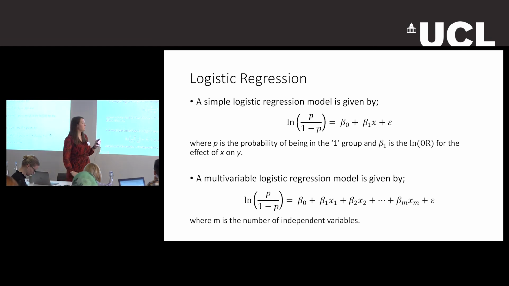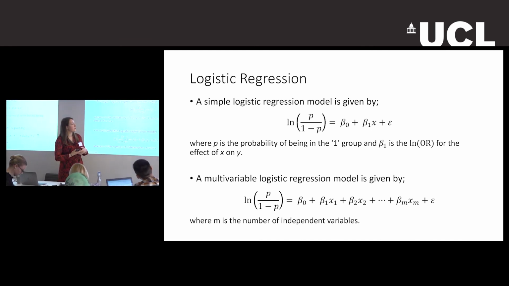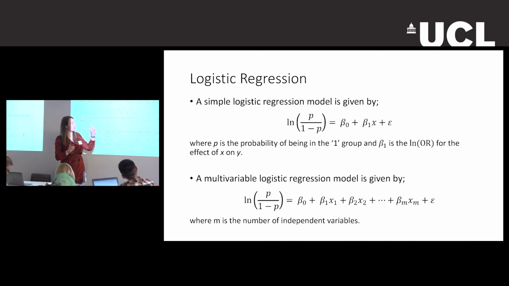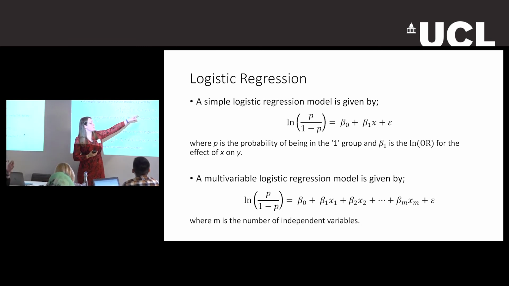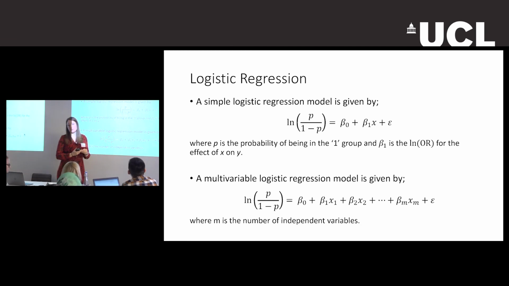Another formula, and this is very similar. It's just your dependent variable is now different. It's based on the probability of being a case or being in the 1 group. All of the other terms are the same, except here: beta 1 is now a log odds ratio rather than just an increase. And again, you can do multivariable logistic regression and include other independent variables in your model if you need to.